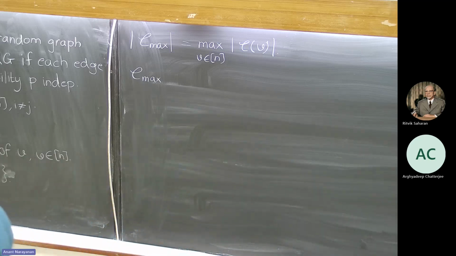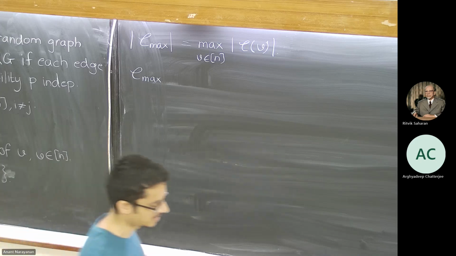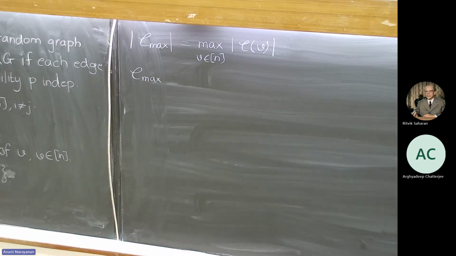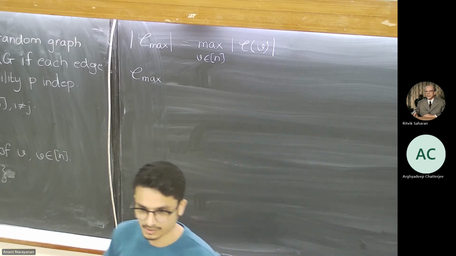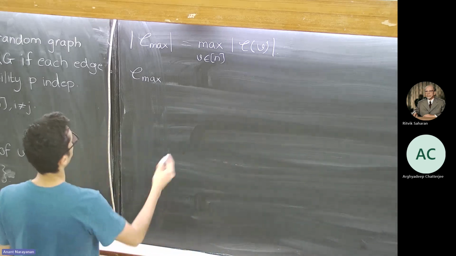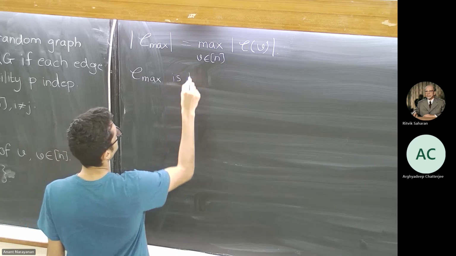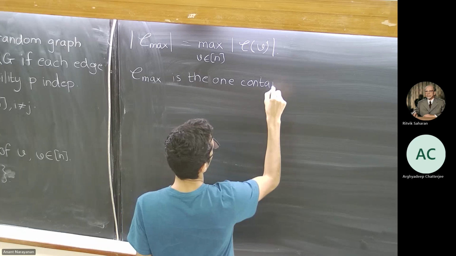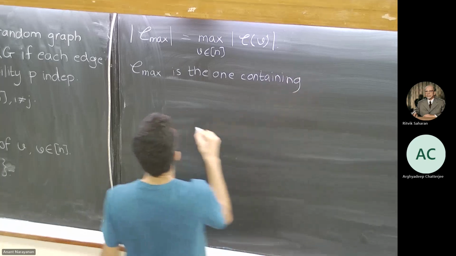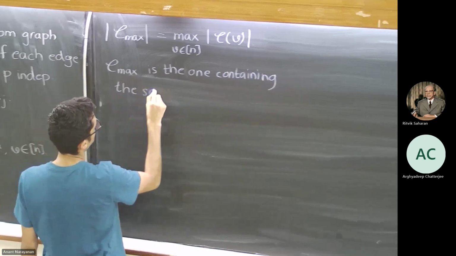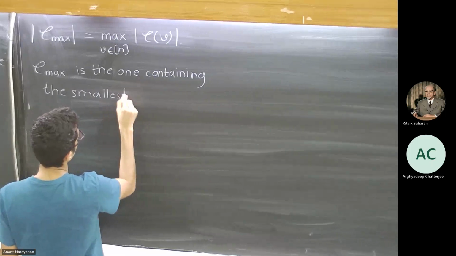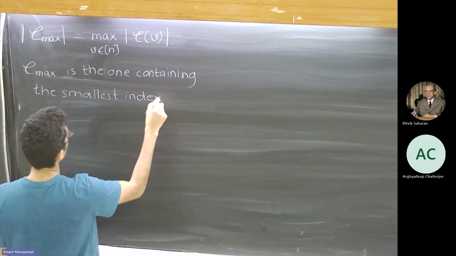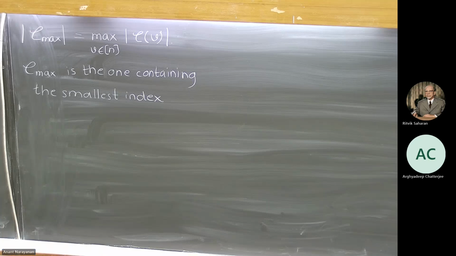So let's say the components of 1 and 2 both have, let's say, 10 vertices, and they are the largest, and they don't intersect. I just declare the component of 1 to be the largest. So just to break ties, make it easy: the one containing the smallest index. By index, I mean I'll always label the vertices from the start.